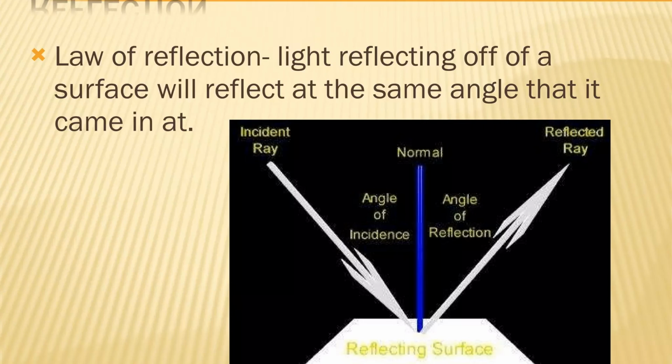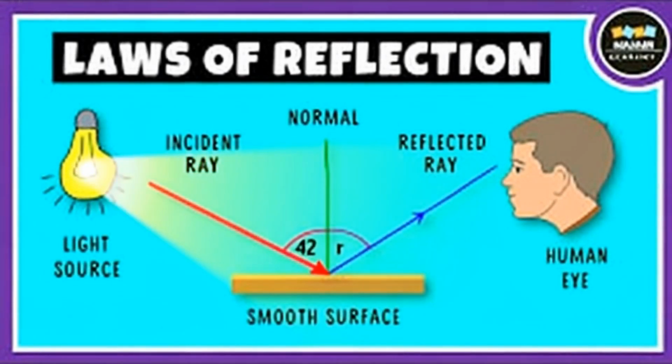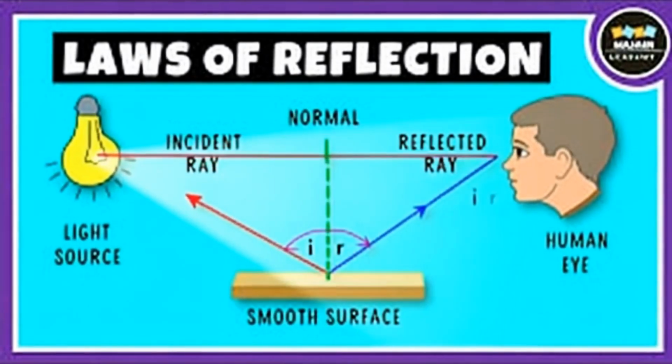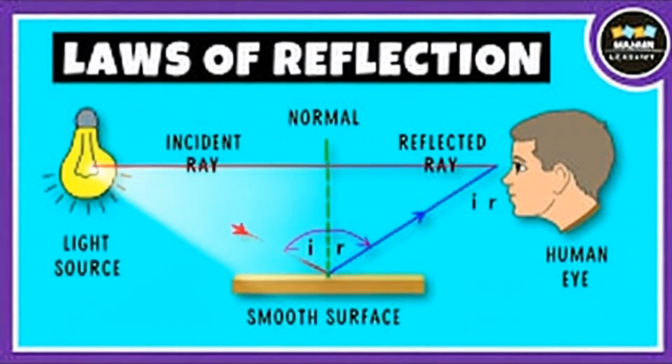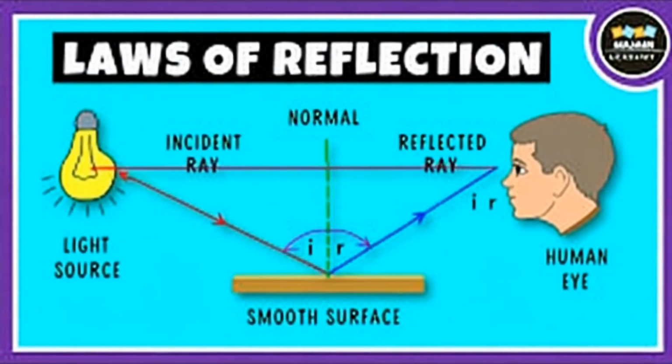According to the first law of reflection, the angle of incidence is always equal to the angle of reflection. This law is true for all reflecting surfaces, not just mirrors. The second law of reflection states that the incident ray, the reflected ray, and the normal at the point of incidence all lie in the same plane. That means they are present on the same flat surface.